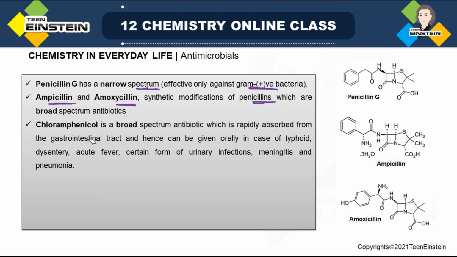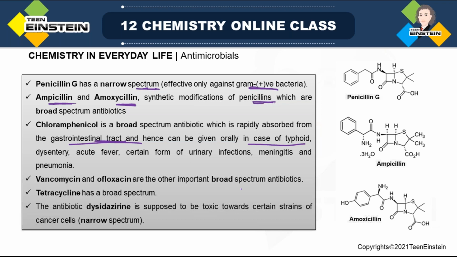Next example, chloramphenicol. It is again a broad spectrum antibiotic which is rapidly absorbed from the gastrointestinal tract, and that is the reason it can be given orally when there is typhoid, dysentery, acute fever, certain forms of urinary infection, meningitis and pneumonia. Fine.